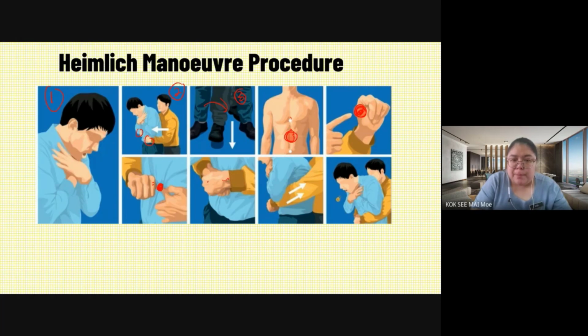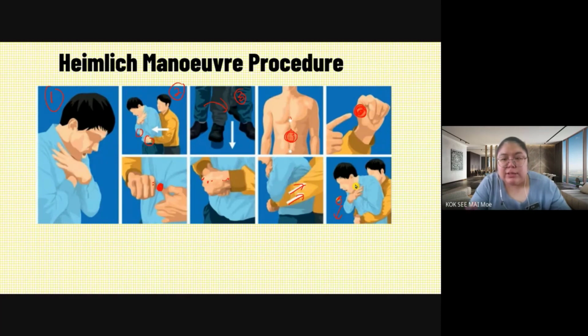Put at the top. Okay, close the fist. After that, you need to jerk the person. Hold tightly and jerk the person up. Then you need to keep jerking, maybe three or four times. If they're still blocking, you need to continue to jerk until the blocking object comes out. So this is the procedure for how to do the Heimlich maneuver.